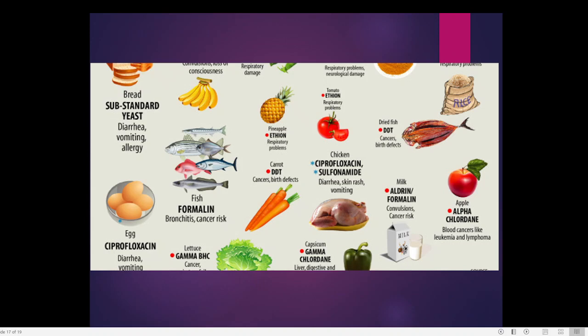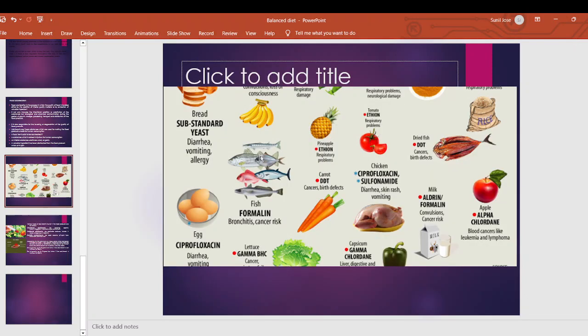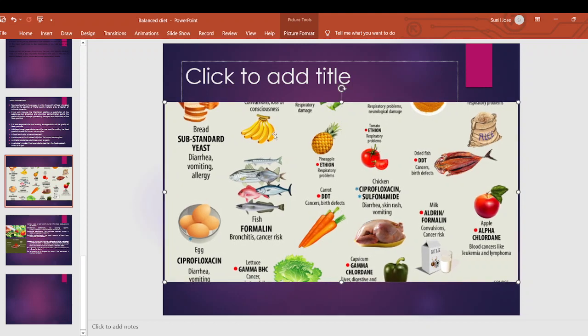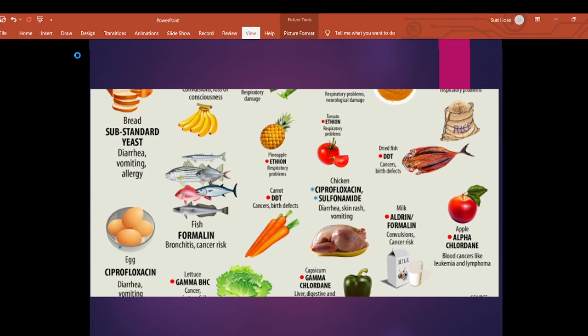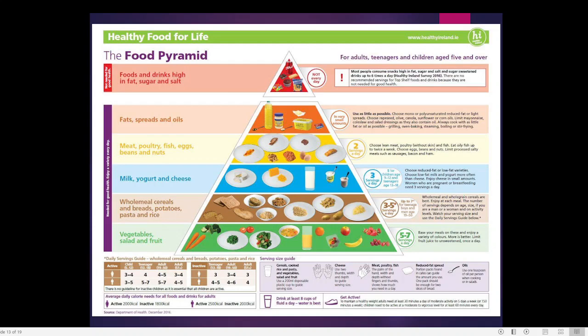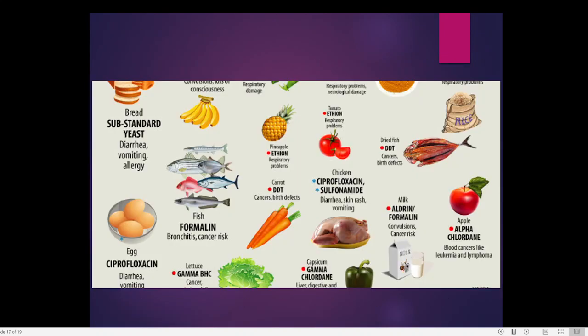Here you can see some of the common cases of food adulteration. For example, in the case of bread, people will be using substandard yeast. And if we are using substandard, lower quality yeast, that can lead to diarrhea, vomiting and allergy. Similarly, there are different cases. If you go to the banana, people will be using ethylene. Ethylene is an important substance which is used for the ripening of banana. And that will lead to certain cases of food poisoning, with harmful effects like loss of consciousness.